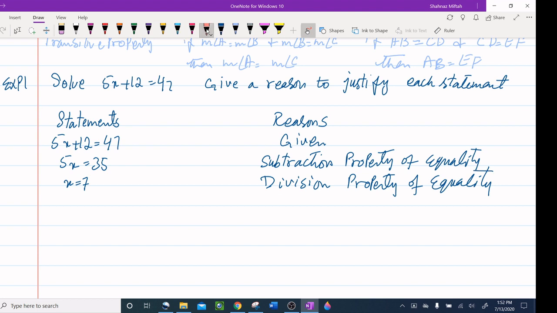Okay, let's do another example. Solve 7x minus 10 equals 5 plus 3x... equals 2x. And again, give a reason to justify each statement. That would be the same thing, so let's do statements and reasons.